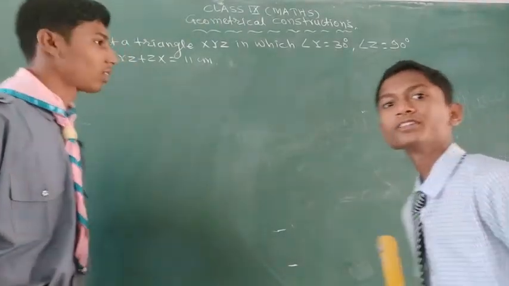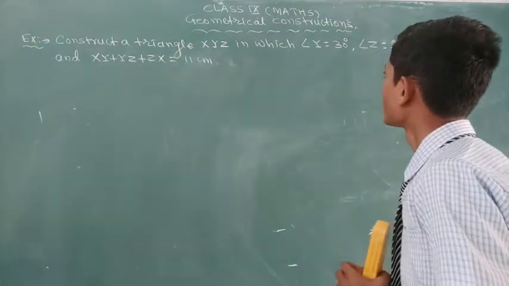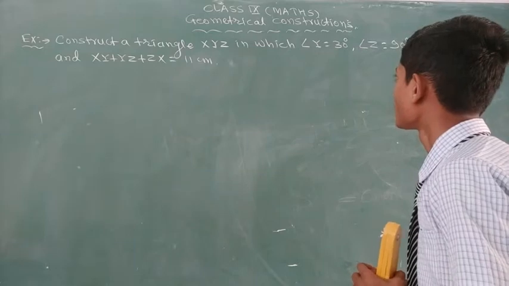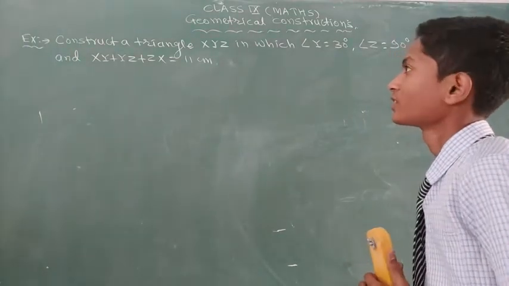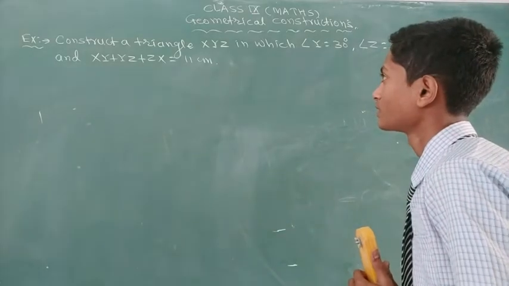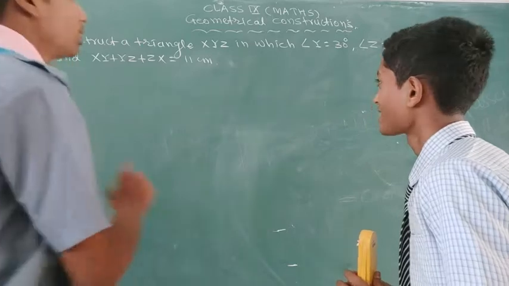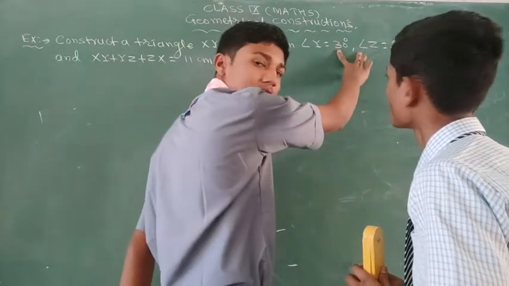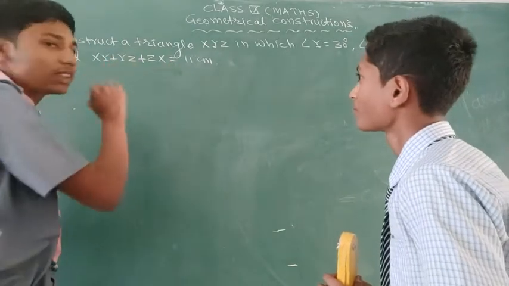Good morning. Our question is: construct a triangle XYZ in which angle Y is equal to 30 degrees, angle Z is equal to 90 degrees, and XY plus YZ plus ZX is equal to 11 centimeters. In this, we have been given two angle measures and the perimeter of a triangle. We have to construct the triangle.